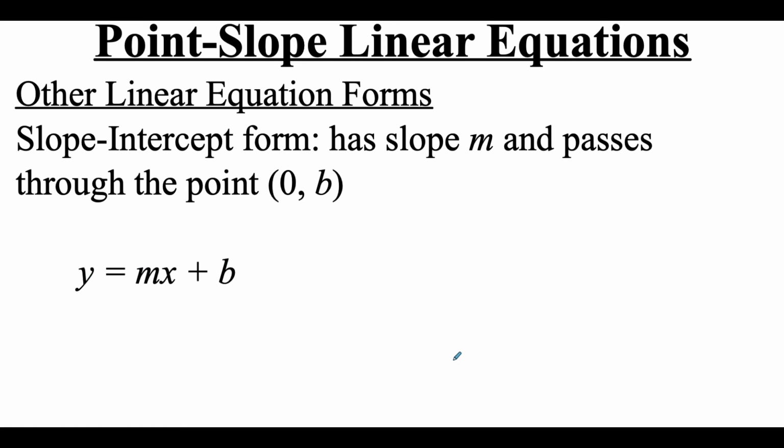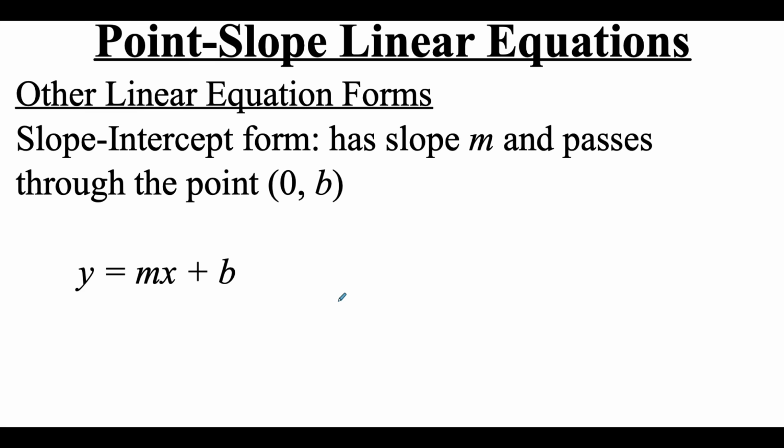Now, there are other forms of linear equations. So there's slope-intercept form, y equals mx plus b, which we just talked about. So in a slope-intercept equation, when it's written in the form y equals mx plus b, we know that our line would have a slope of m and that it would go through the point (0, b). That b value would be your y-intercept.